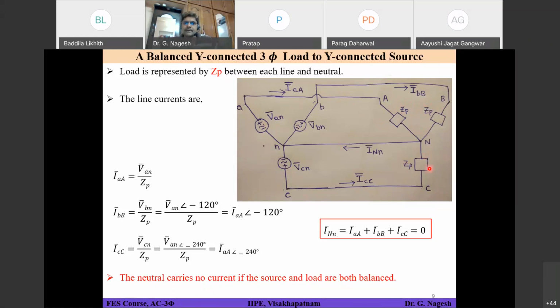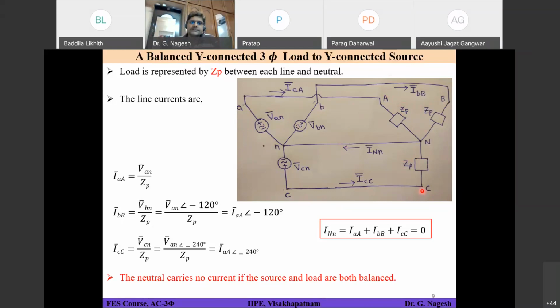Right. So always remember, in this course we are going to have a standard representation. Always the source is represented with small letters, a, b and c, and the load is capital A, capital B, and capital C. That means load side terminals are represented with capital letters, and source side terminals are represented with small letters. This is the standard we are following. Different books can follow different standards.